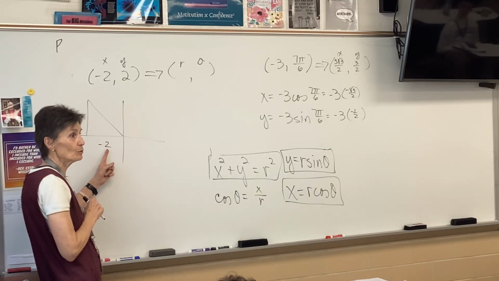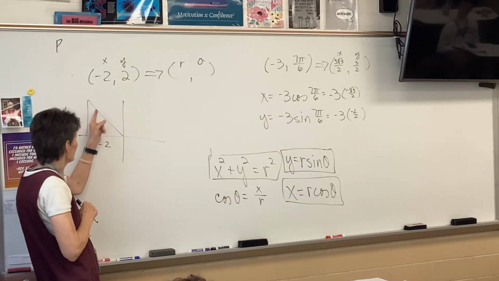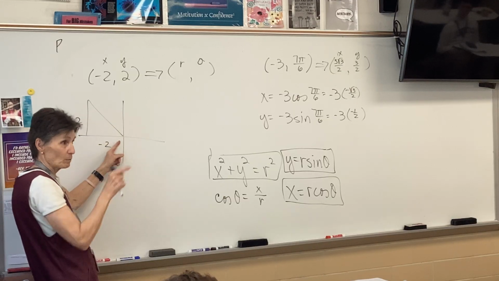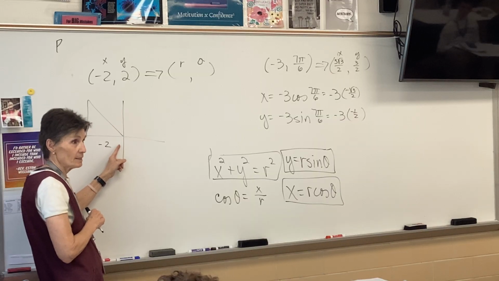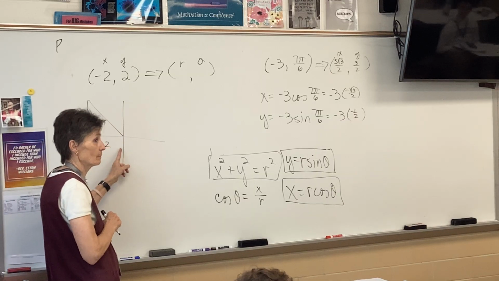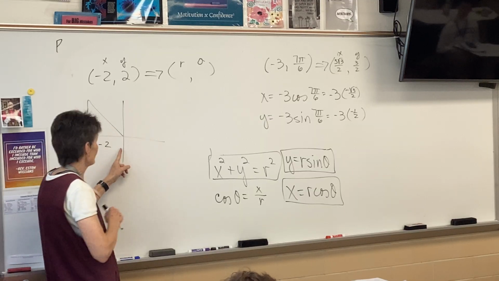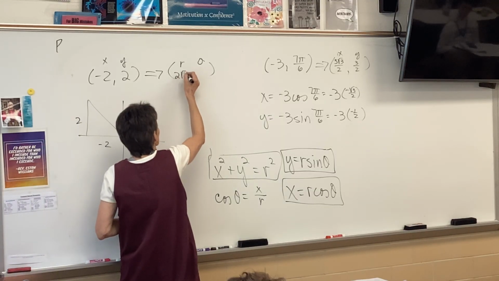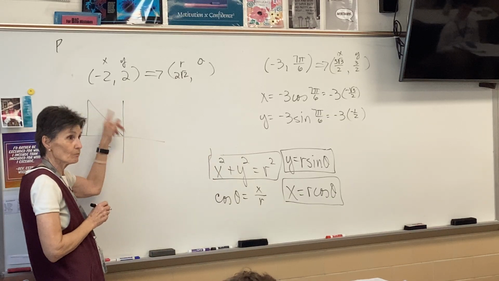X is -2, Y is 2. Here's R. Remember what Charlie told us? Can we find R? Absolutely. So what's R? 2 root 2. Square root of 8. 2 root 2 for R.